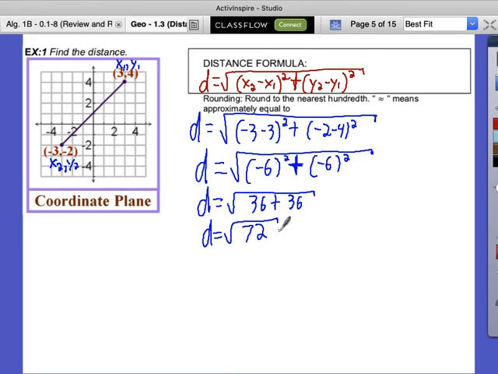If I asked you what was the square root of 64, what would you say? 8. If I asked you what the square root of 81 was, what would you say? Nine.